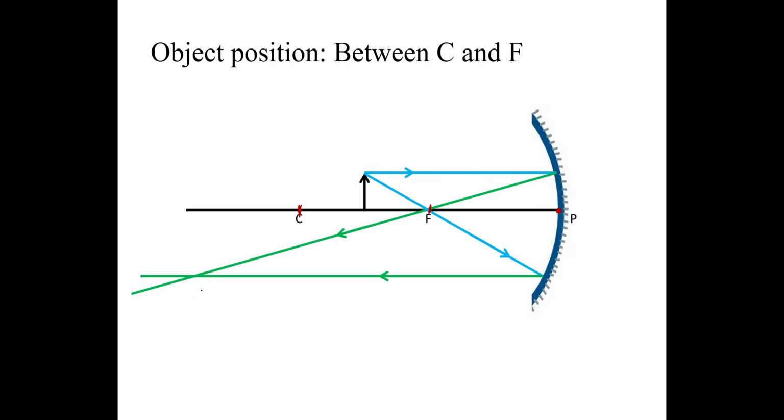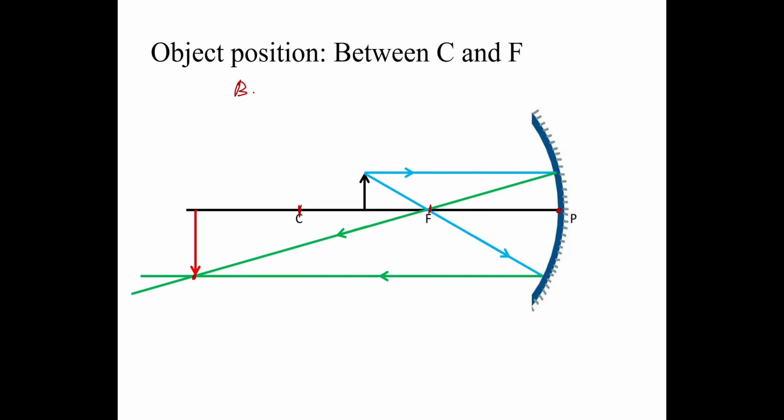Now see where the reflected rays are meeting. Reflected rays are meeting at this point. This is the point of intersection of the reflected rays. Now you will get your image at this point. So where are you getting the image? Yes, you're getting beyond C. Yes, object was beyond C.